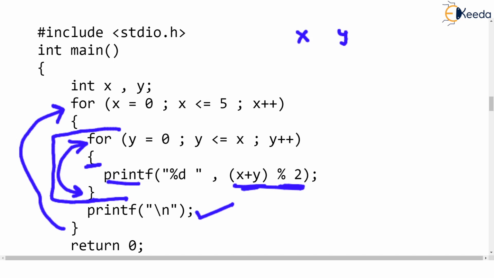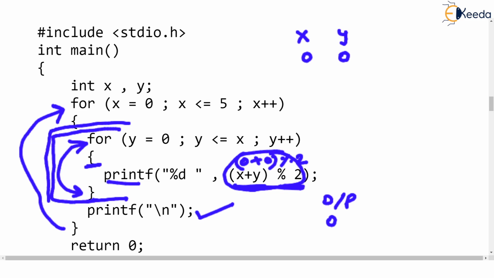Okay, x is 0, y is 0 to 0. And what are we printing? We are printing (x plus y) percent 2. Check here. That is 0 plus 0, (0 plus 0) percent 2. And you all know 0 % 2 is 0. So the first output is going to be 0. I hope you are understanding. But listen, this inner for loop is going to end now because it has counted from 0 to 0. It was going to repeat only once. And now this printf new line will take the cursor to the second line and we will go back to the for.